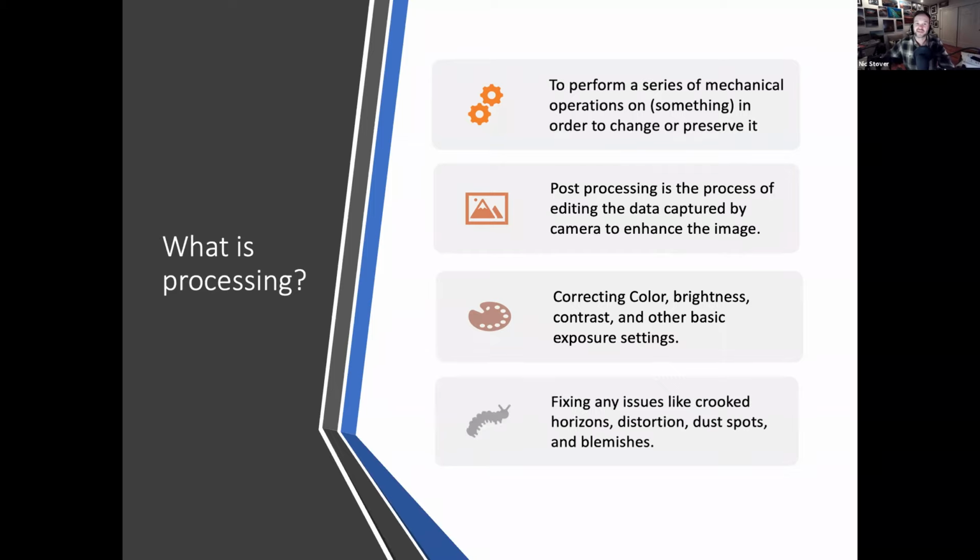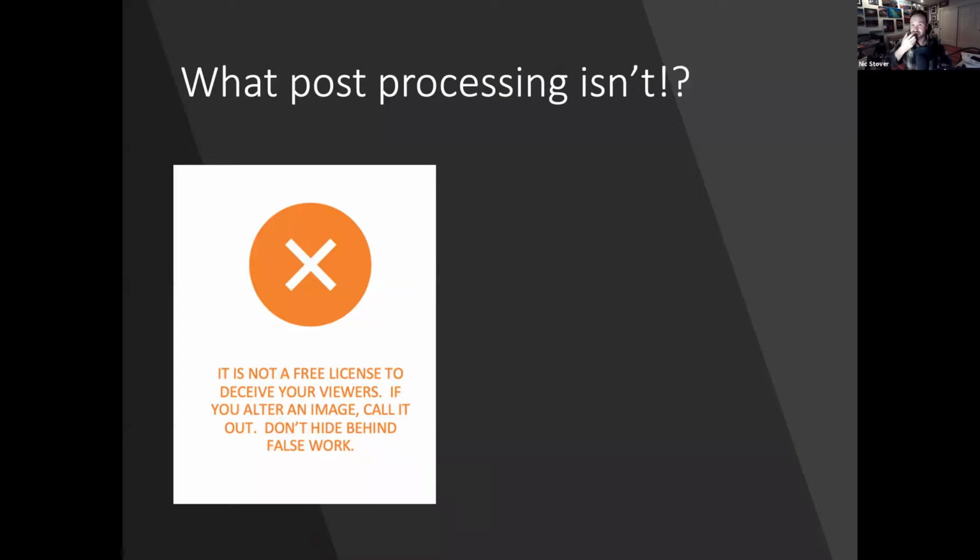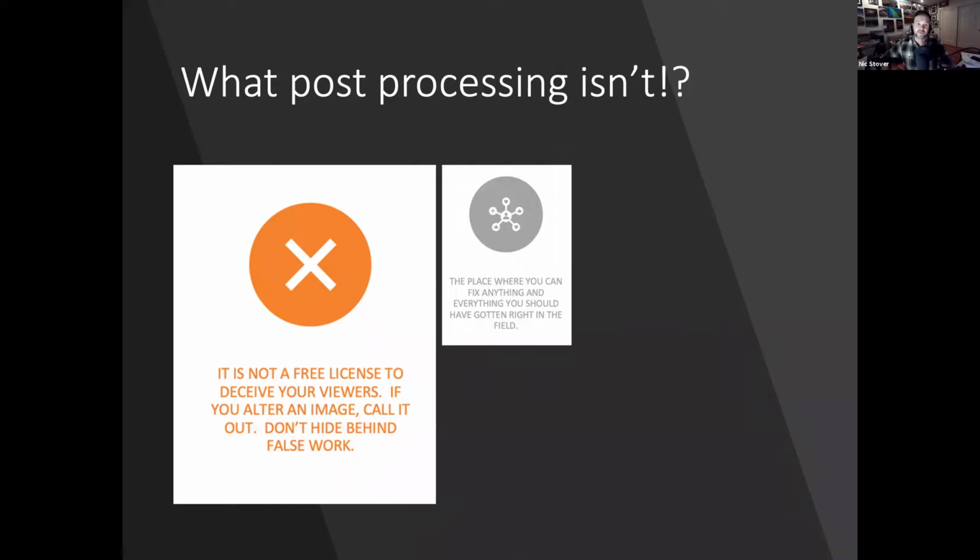The other part of what post-processing is, is fixing issues like crooked horizons, distortions, dust spots and blemishes. Dust spots and blemishes. I didn't know I was going to have a hard time with that word tonight. So what post-processing is, it's not a free license to deceive your viewers. If you alter an image, call it out. There's nothing wrong with digital art or digital manipulation. Just be sure to call it out. Yeah, this is a composite image, or this is one I took here, or whatever else. People aren't going to typically turn their nose up or judge you. And if they do, they probably shouldn't care. But if you're trying to pass it off, it's a different story.